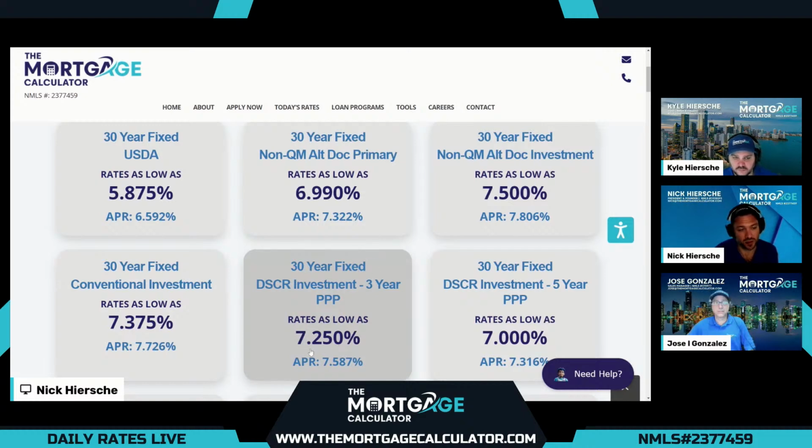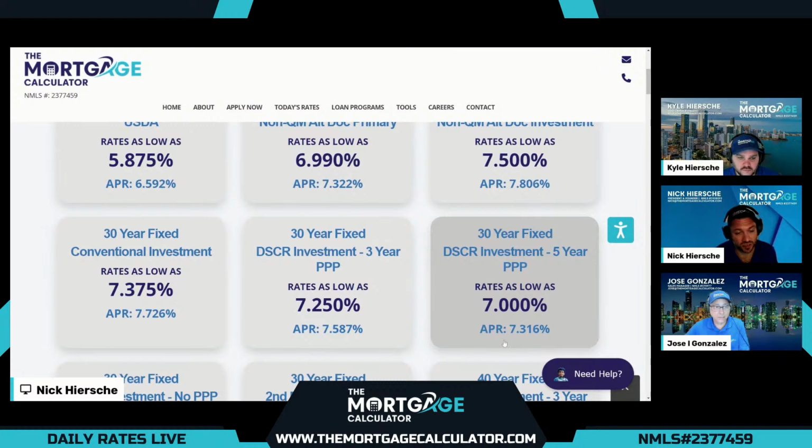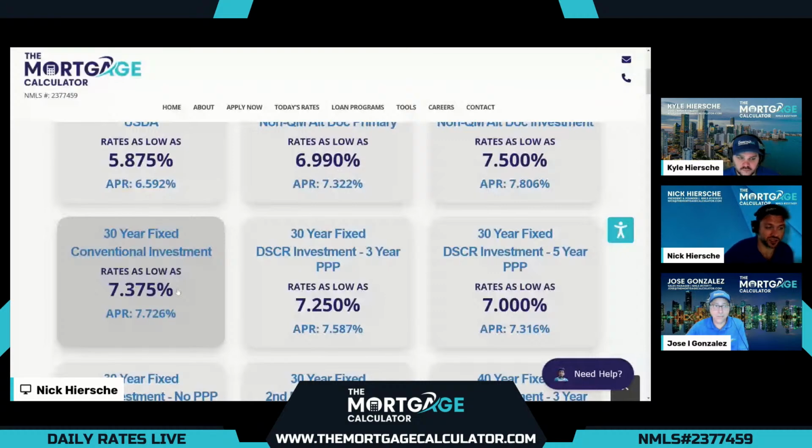Rates come in today, 7.25 rate, final APR 7.587, which is better than conventional, absolutely amazing, with a 3-year prepay. And to sweeten the deal, we can add a 5-year prepay for some programs. Rates come in as low as 7% for this option. Final APR 7.316, which really blows conventional away, even with conventional dropping last couple days.